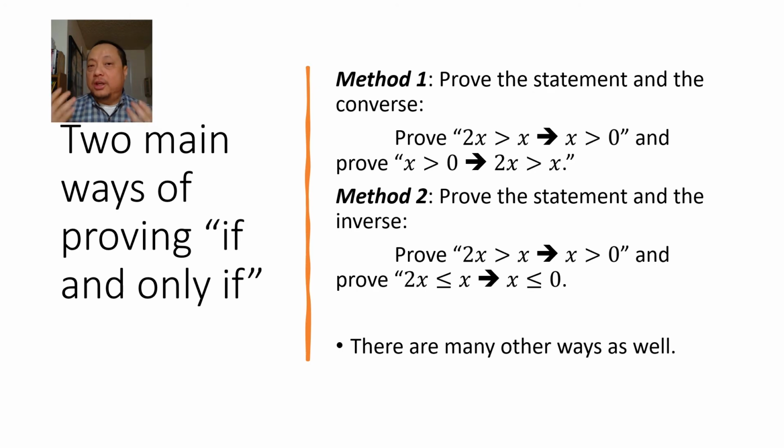And then, of course, there are many other ways as well. For example, you can directly prove an if and only if statement by going from the starting point, 2x greater than x, and using only math steps that go both ways, lead yourself to the finishing line, x is greater than 0. I would do method 1. You may want to hit pause and try it yourself before moving on.